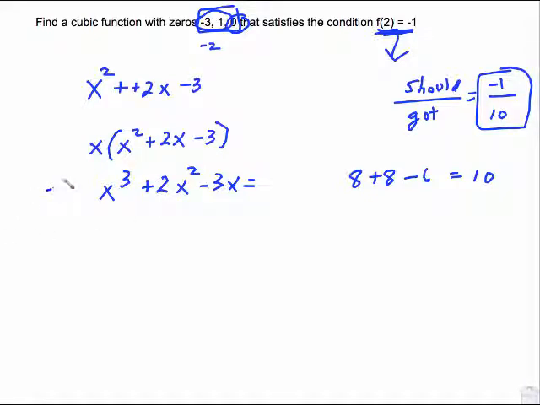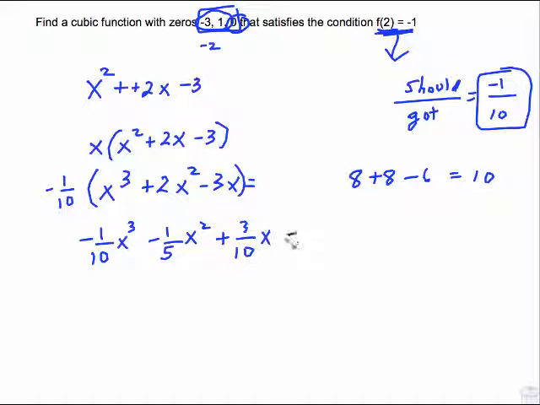I need to multiply negative 1/10 times that whole function, which gives me negative 1/10 x cubed. Negative 1/10 times 2 reduces to negative 1/5 x squared. Negative 1/10 times negative 3 is positive 3/10 x, and this will equal f of x.